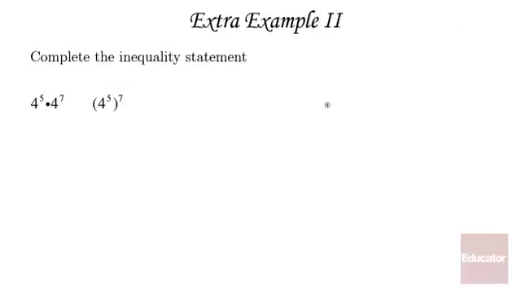Let's complete this inequality statement, and we're going to do that by solving each portion. So let's compare. Remember that when you're multiplying two powers, you add the exponents. So 5 plus 7 is 4 to the 12th. And when you raise a power to a power, you multiply the exponents. So 5 times 7 is 35, 4 to the 35th. So obviously it's easy to see here that 4 to the 35th is greater.